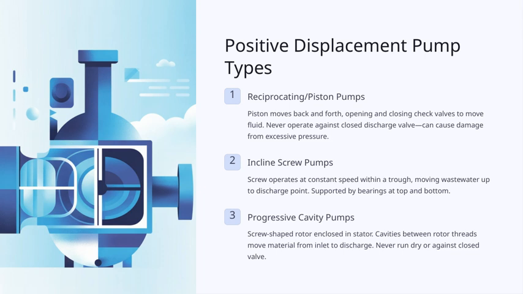These feature a screw-shaped rotor enclosed within a stator. As the rotor turns, cavities between the rotor threads move the material from the inlet to the discharge. An important safety note here is to never run these pumps dry or against a closed valve, as that can cause damage to the pump's internal parts. Connecting all these points to our overall theme, it's clear that understanding the different types of positive displacement pumps helps us select the right pump for specific applications, ensuring efficiency and longevity.